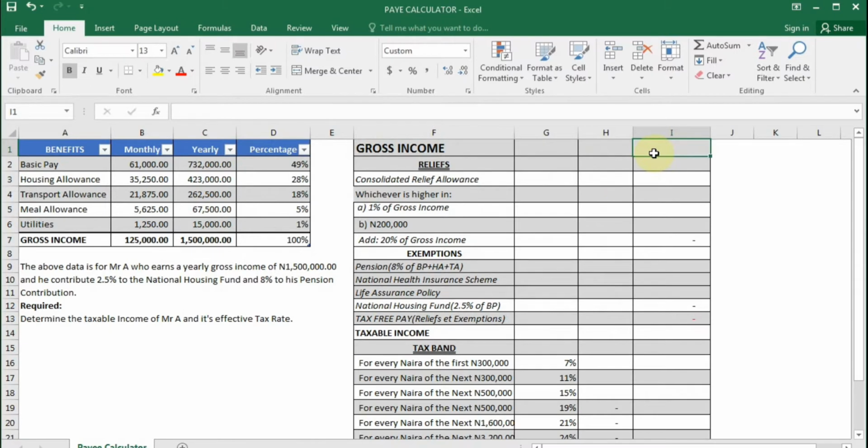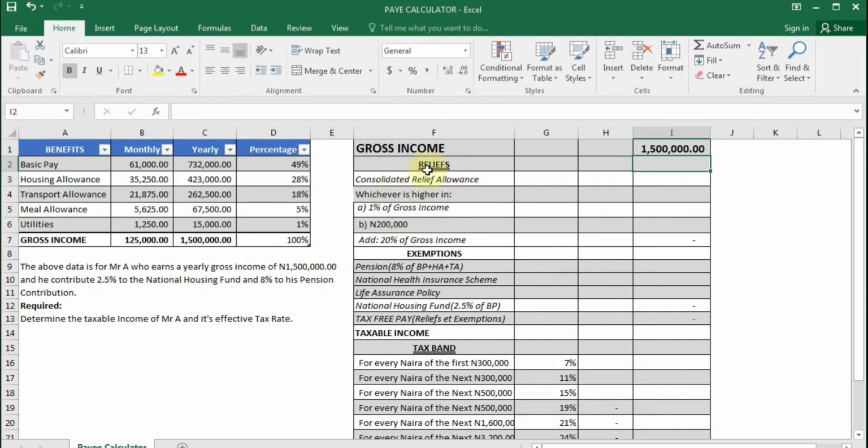From the information we have for the gross income, what we can do is just type the equality sign, and then pick your yearly figure. We are not dealing with the monthly, we deal with the year. So that's the annual gross income, 1.5 million.